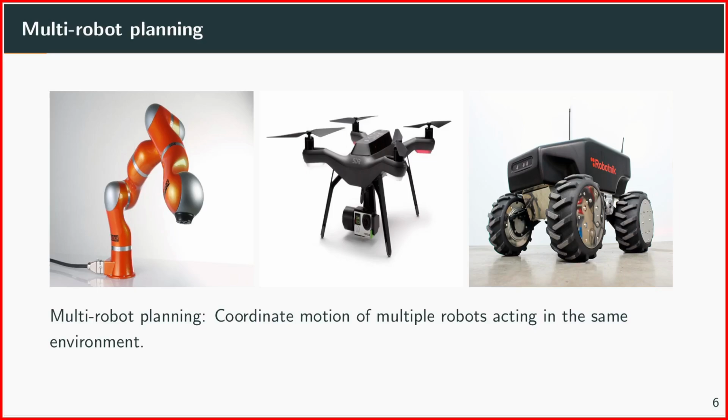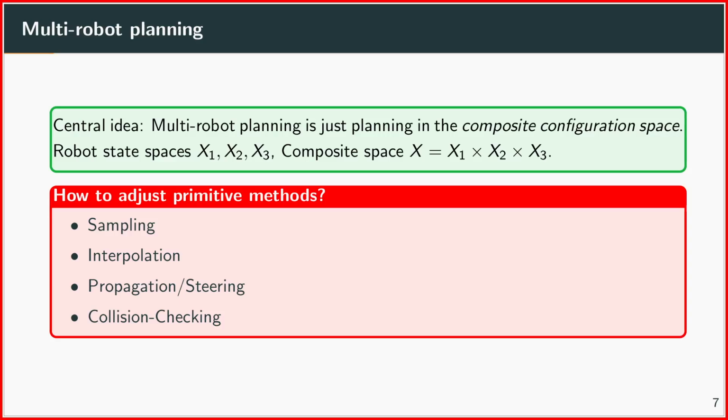Okay, and the definition of multi-robot motion planning is basically that you want to coordinate the motion of multiple robots, and they are all acting in the same environment. And those robots could all be different. For example, you have fixed manipulators, you have some drones, you have some cars, you have humanoid robots. You have whatever robot you want.